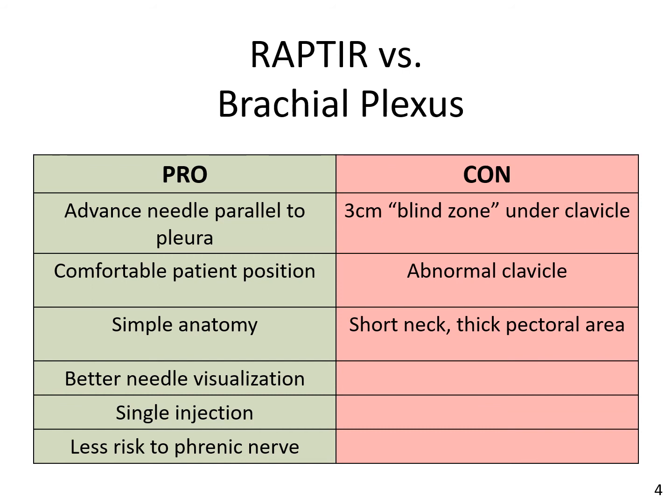The downside to the RAPTIR approach is that there is about a 3 centimeter blind zone in which you are advancing the needle underneath the clavicle and are unable to visualize the needle during this time given the shadowing of the clavicle. Certain anatomic variants may make this block more difficult.